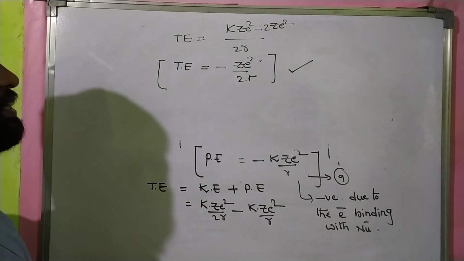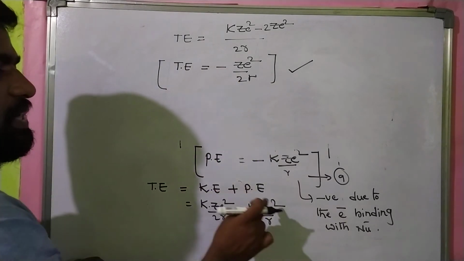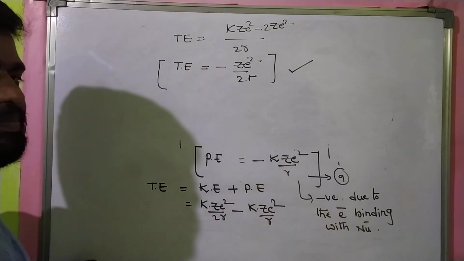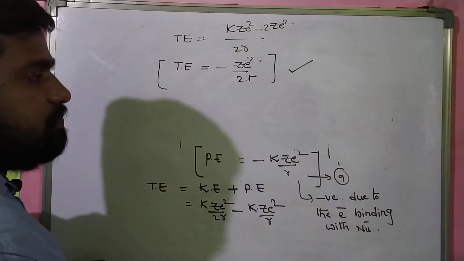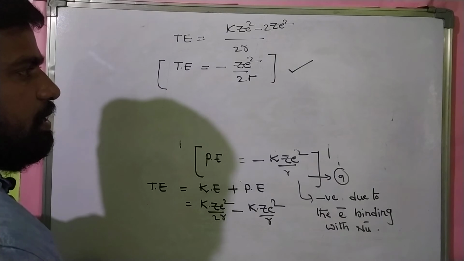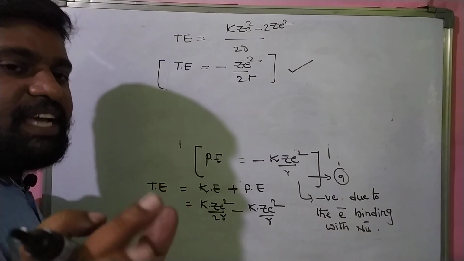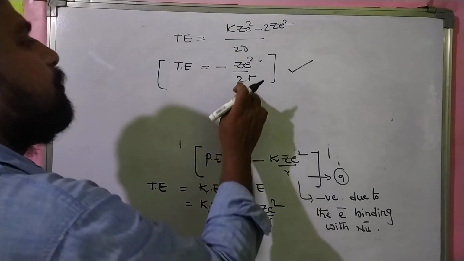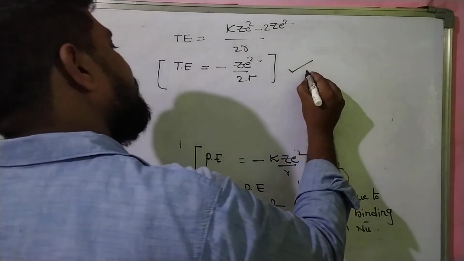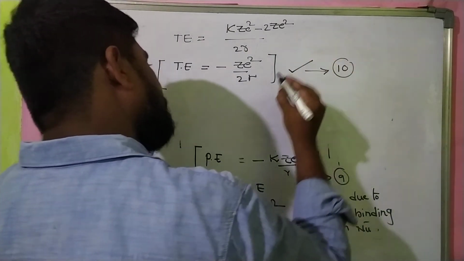Very, very important. Total energy is negative, potential energy is also negative, and kinetic energy must be positive. Kinetic energy is irrespective of any charge, so it is positive. Now put the R value. This is equation number 9 or 10, a very, very important equation.